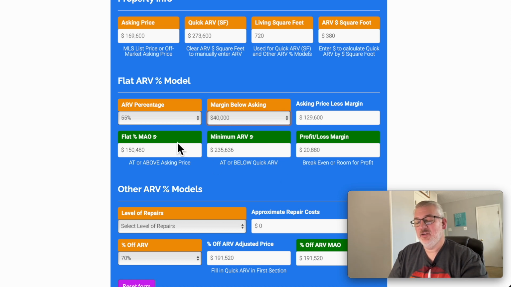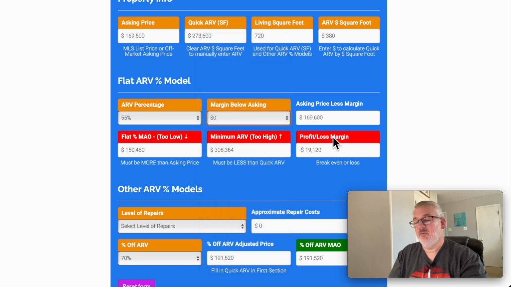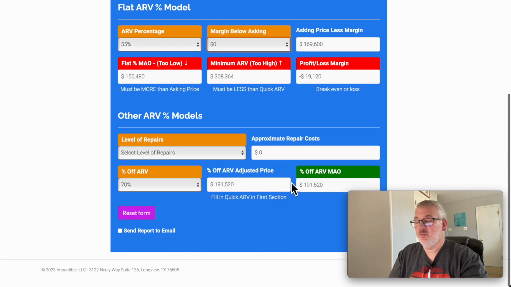And you can see, you always tell whether it's a deal or not by the color of these tags. If we take 40,000 off, it makes it a deal. If we put it back on there, then you'll see it red flags again. It's not a deal.